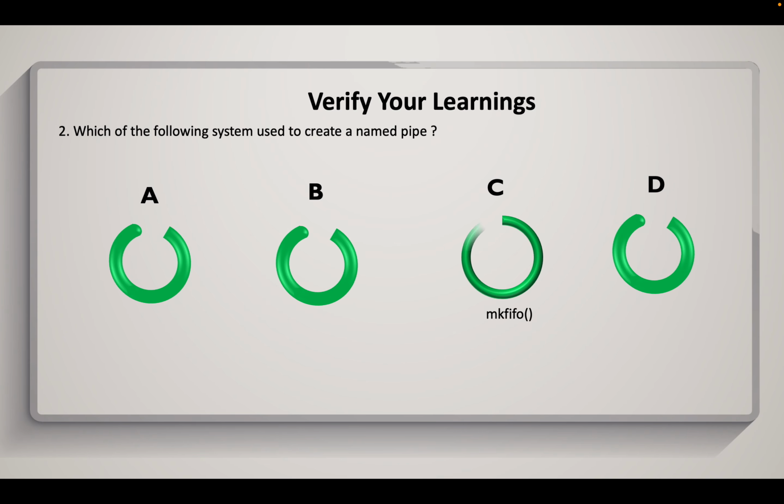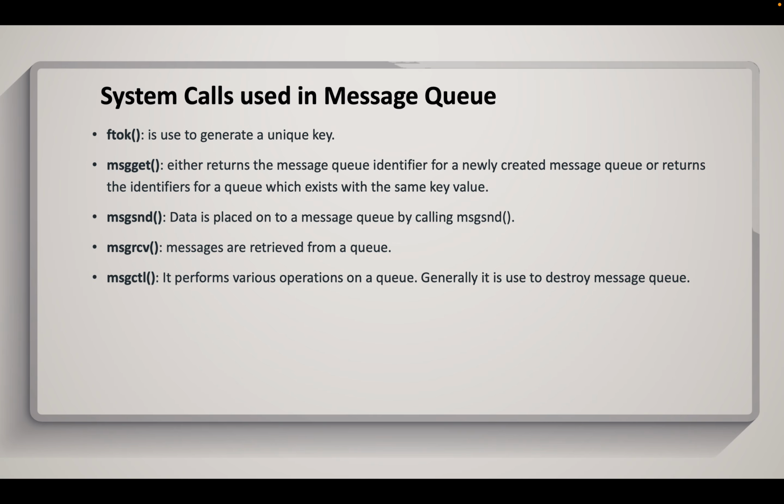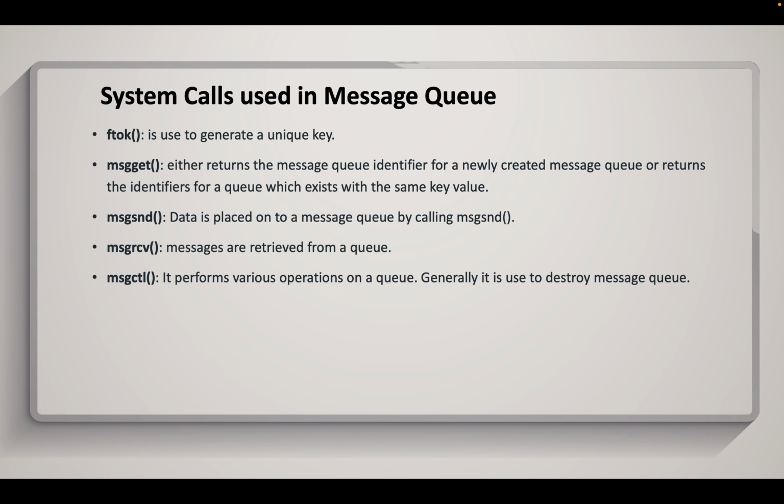What is a message queue? The next inter-process communication tool is the message queue. A message queue is an inter-process communication tool. Similar to a pipe, here one process sends a message to another process through the message queue. So these are the system calls used for message queues in System V. msgget is used to create a message queue, and msgsnd is used to send a message to the message queue. msgrcv receives a message from the message queue. msgctl is used to perform operations on a message queue.